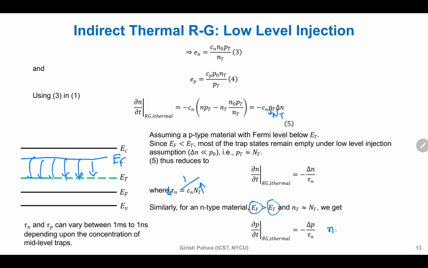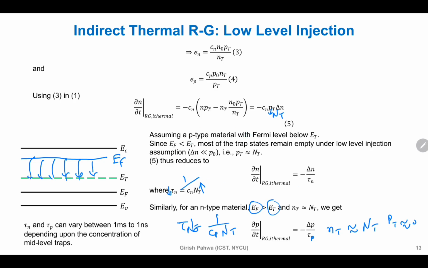So your NT will be approximately equal to capital N, and PT will be approximately 0 or negligible compared to these quantities. So in that case, what do you get? You get minus delta p by tau p. And tau p will be equal to the inverse of Cp times NT. Again, if you have a larger capture coefficient or a larger trap concentration, that will reduce the tau.